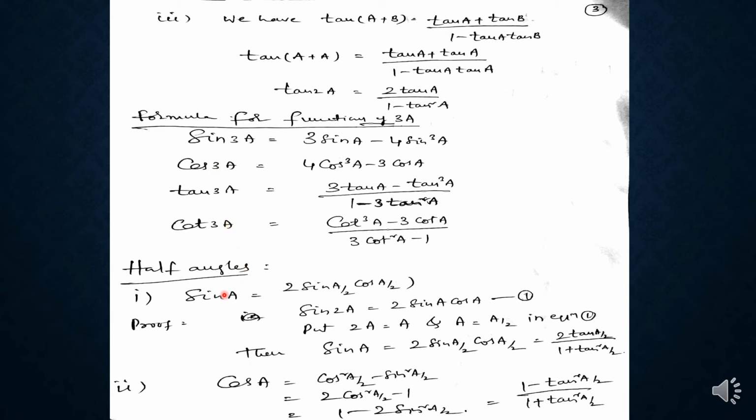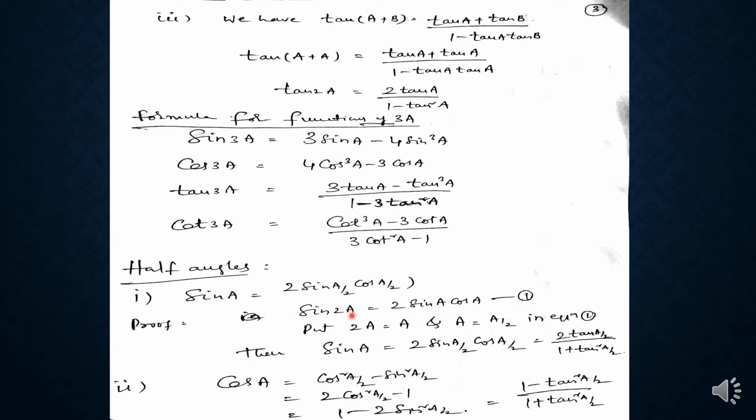Now we will see some formulas for half angles. We know that sin 2A is equal to 2 sin A into cos A. From that, by substitution, in the place of 2A we put A, and in the place of A we put A by 2, half. When 2A is there, we should put A. If A is there, we should put A by 2, half.